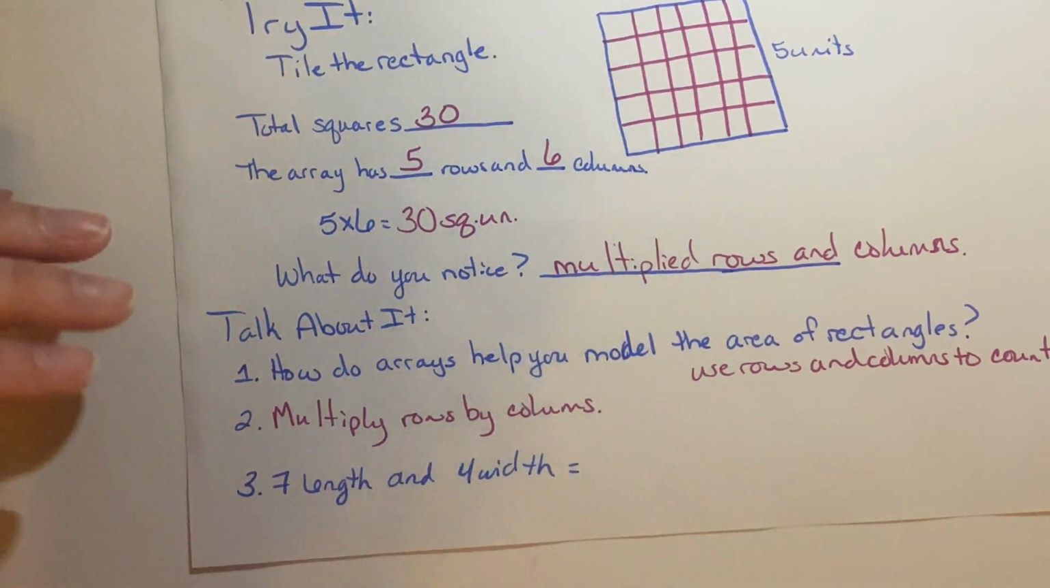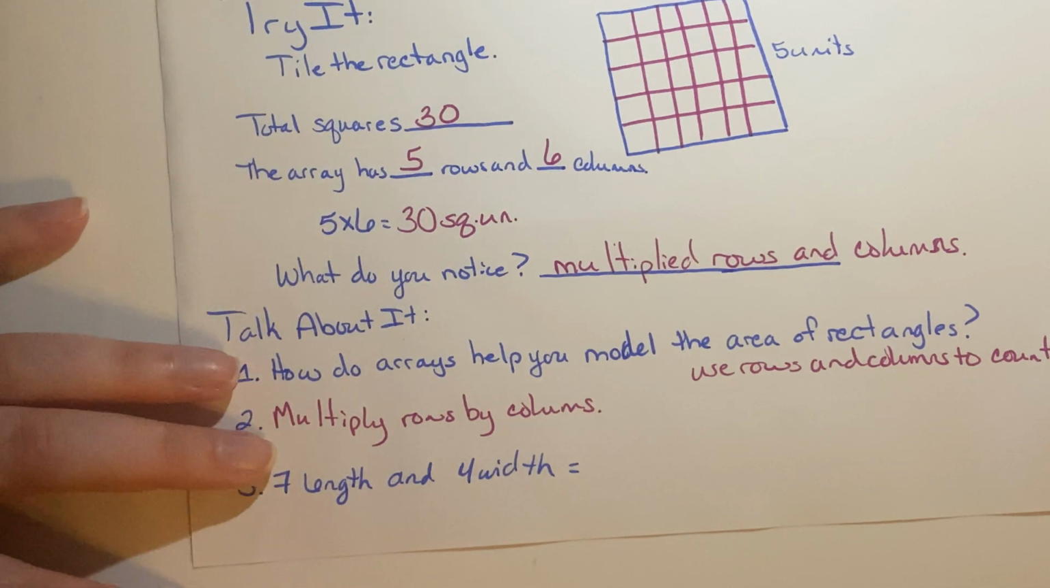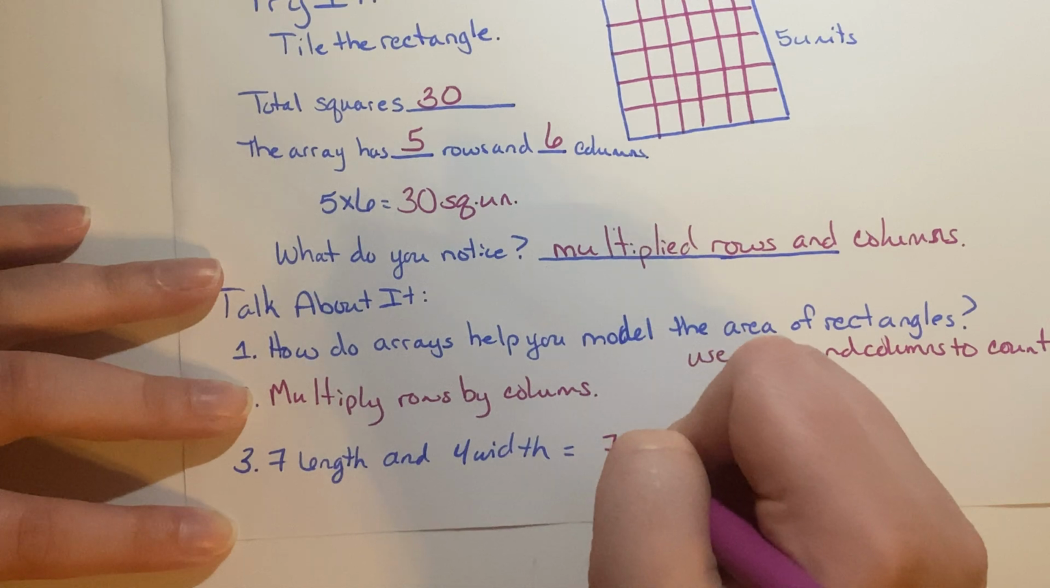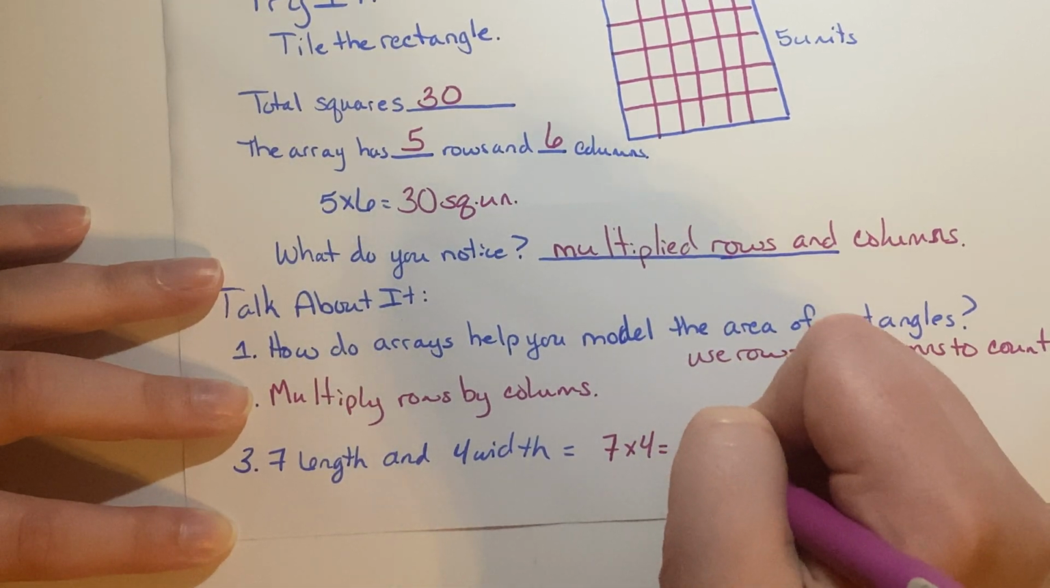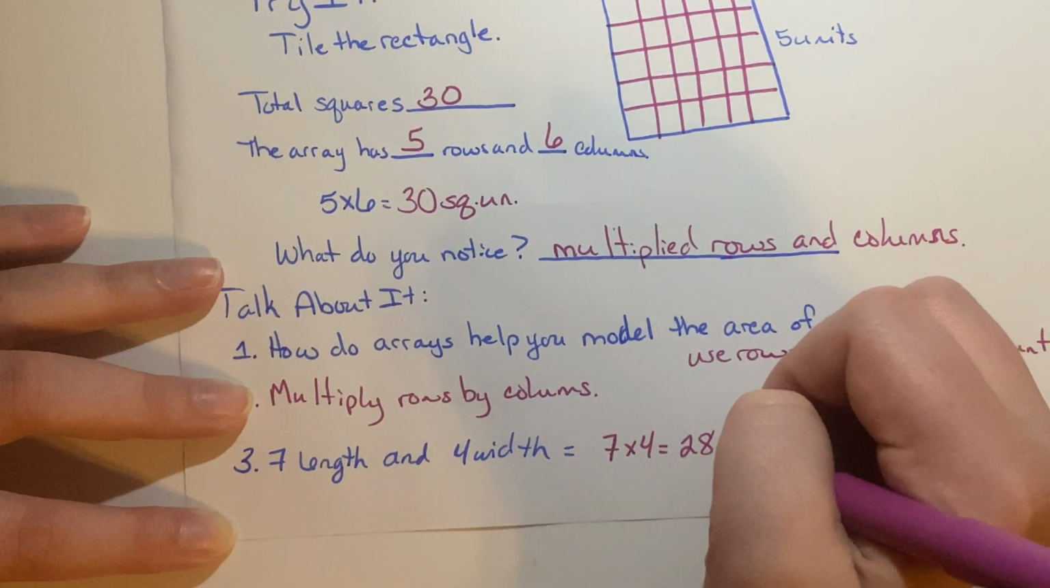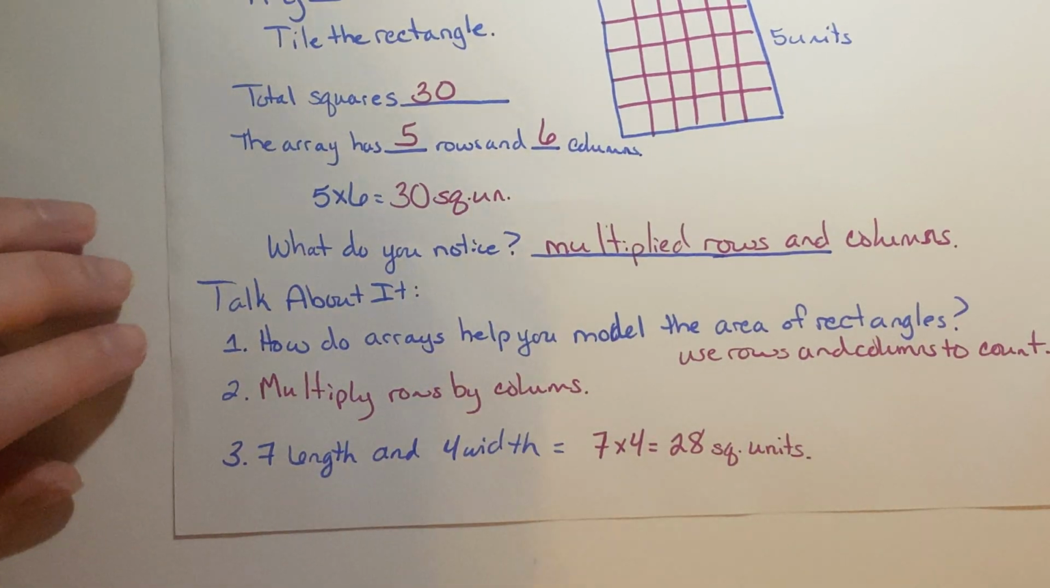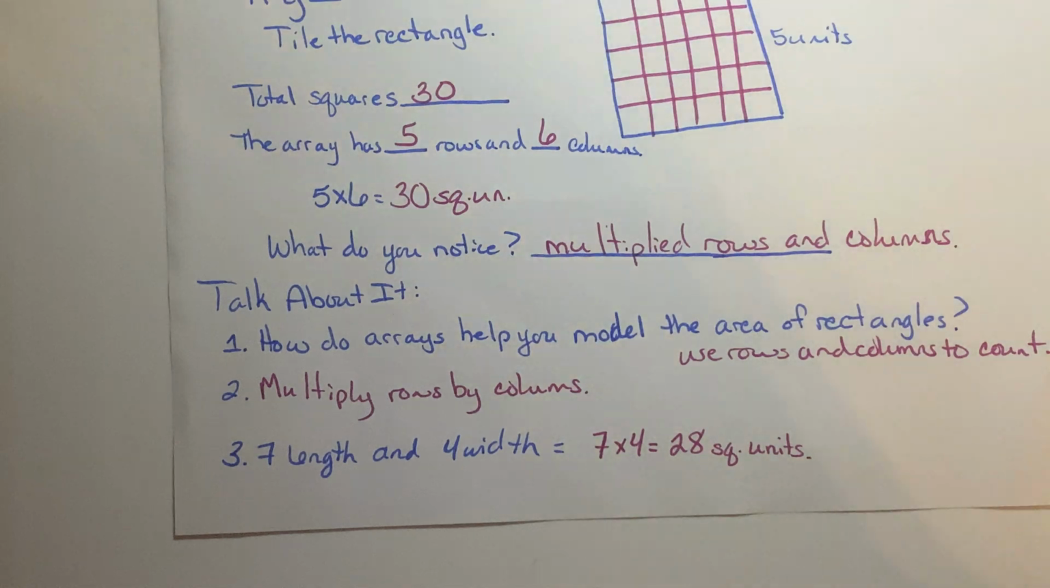So number 3 says, what's the area if it's 7 length and 4 width? So you multiply 7 times 4, which equals 28 square units. Okay? So go ahead and get started on your independent practice. If you need help, please tell me. Okay? Go ahead and get started, guys.